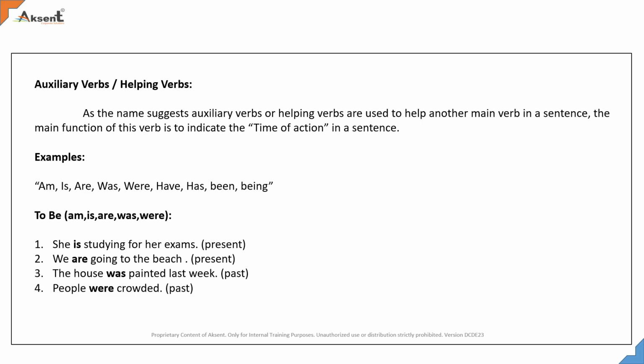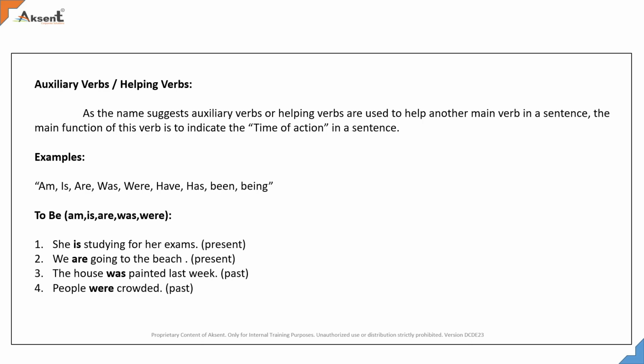So இது எதுக்காக யூஸ் பண்றோம் அப்படின்னு பார்த்துட்டோம்னா in order to support and frame a meaningful sentence. Another important aspect is that it denotes the time of action. ஒரு விஷயம் எப்ப நடந்தது, presentலயா, pastலயா, futureலயா, இந்த மாதிரி denotationுமே நம்ம இந்த auxiliary verbs மூலமா தெரிஞ்சுக்கலாம். So examples: am, is, are, was, were, have, has, been and being.